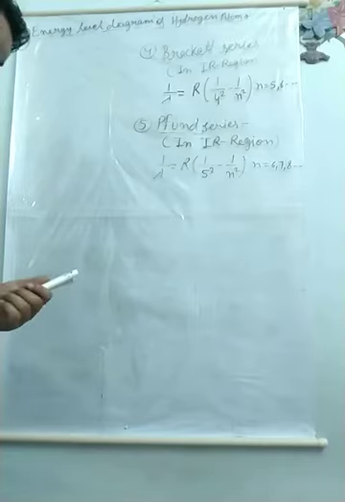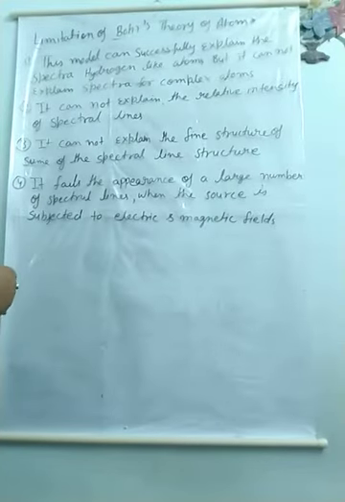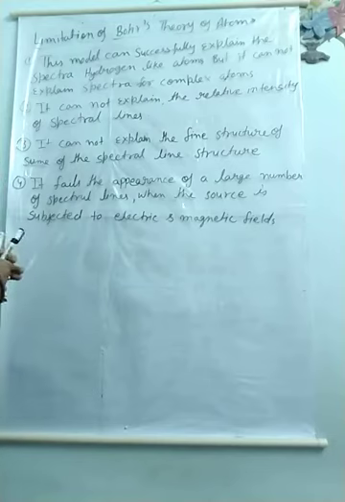Next we understood about the limitation of Bohr's model, and then the de Broglie hypothesis of Bohr's second postulate. Okay, the limitations of the Bohr theory of atom.